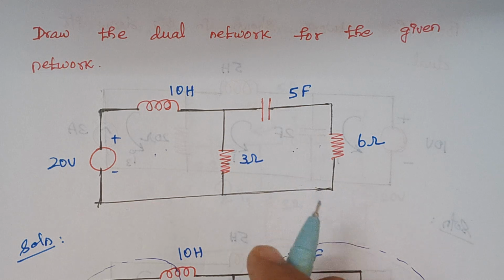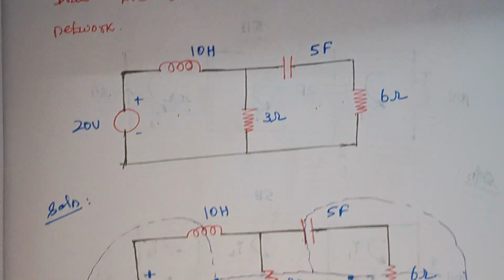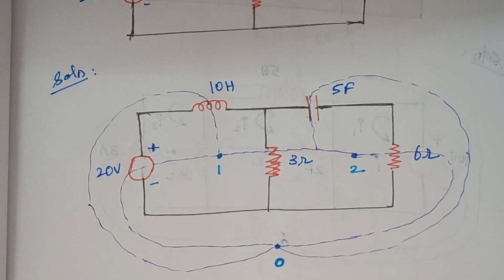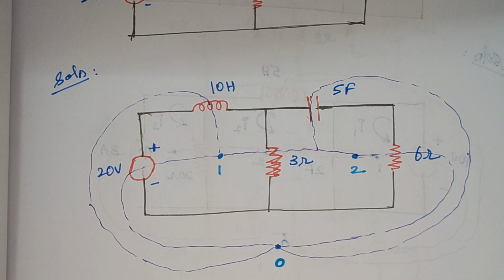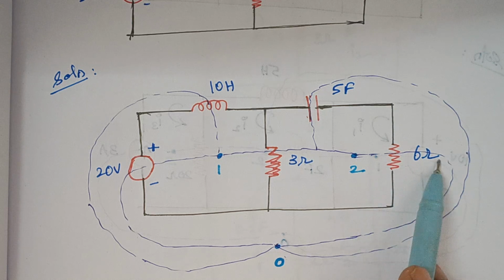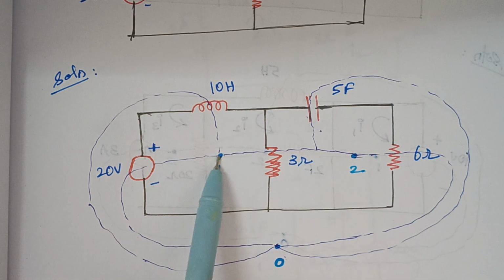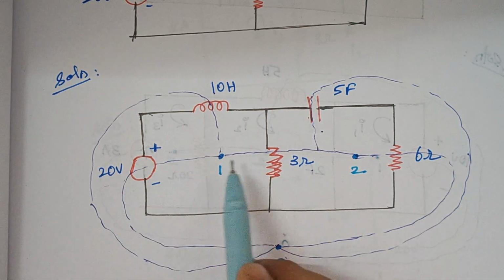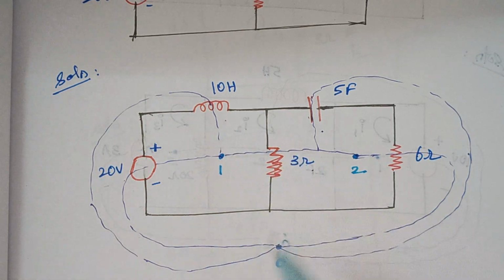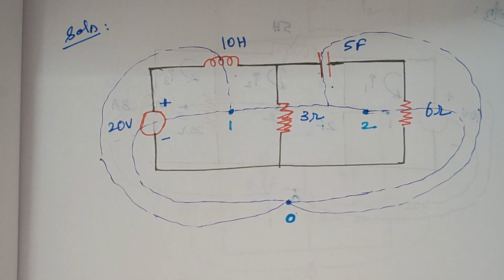Then apart from that, there is a reference dot, right? Totally 3 dots we have to place. So the first thing is, we will place the dots and we will connect each and every dot via the elements present in between, right? So here you see we are connecting 1 and 2 through this 3 ohm, and 2 and 0 by this 6 ohm, and 2 and 0 by this capacitor, and similarly between this 1 and 0 by this voltage source, and 1 and 0 by this 10 Henry, right? So the first step is you have to place the dots and you have to connect one dot to the other dot by some elements or some sources.